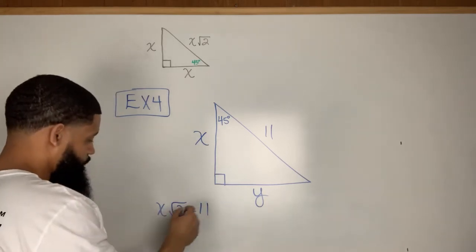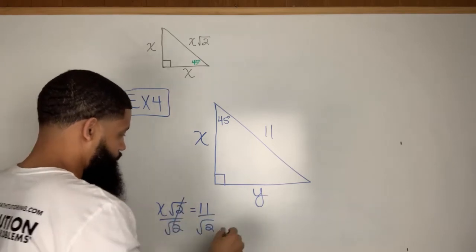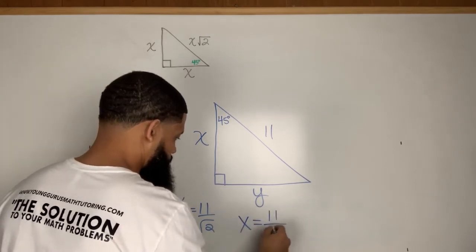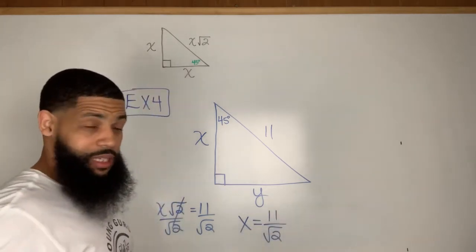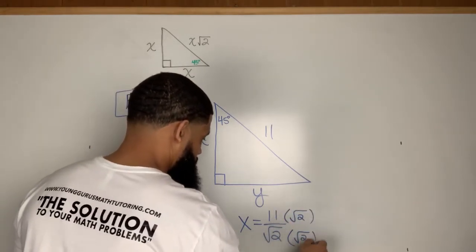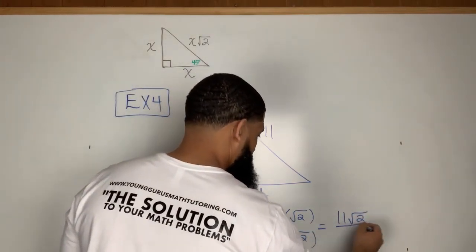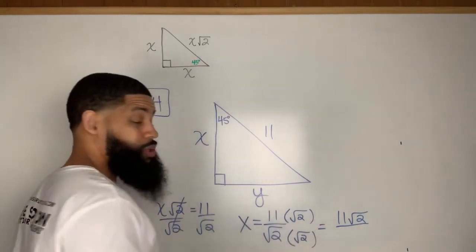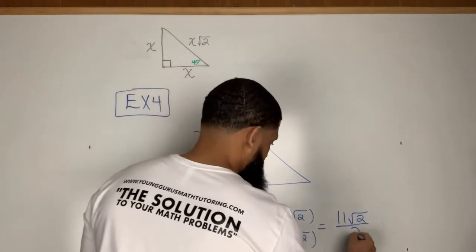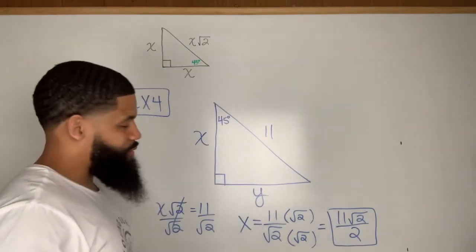All right, so I need to get x by itself, divide by square root of 2 on both sides. Those cancel. I'm going to take it over here. X is equal to 11 over the square root of 2. I need to rationalize this, so I multiply the numerator and the denominator by the square root of 2. All right, that's going to give me 11 times the square root of 2 over, remember, square root of 2 times square root of 2 is square root of 4, which is 2. All right, this is going to be my final answer because 11 divided by 2 is 5.5, so we can leave it like that.